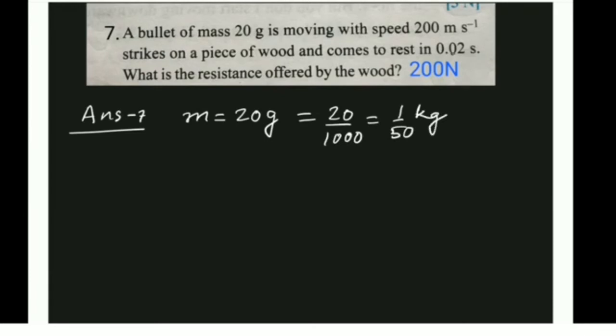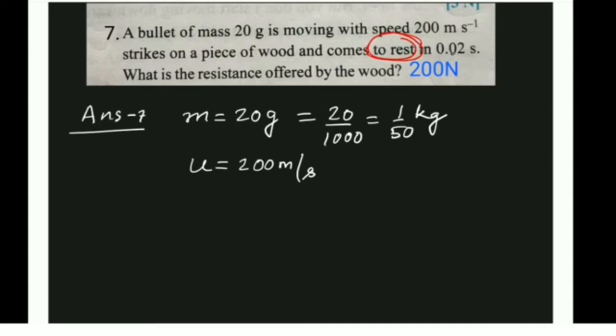Number 7. A bullet of mass 20 gram is moving with speed 200 meter per second, strikes on a piece of wood. First of all, mass is given in gram, so you have to convert into kgs. So what you will do, you will divide by 1000 and it will be 1 upon 50 kg. Better not to convert into points, because ultimately it has to be cancelled. Okay, so is moving with a speed, so u equals 200 meter per second, and the body is finally coming to rest.